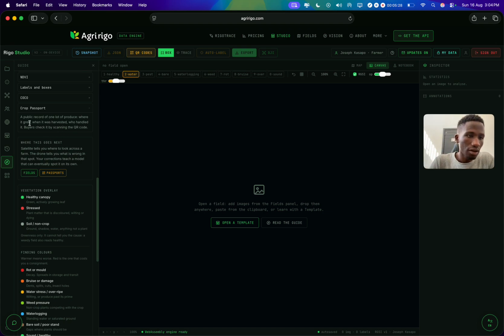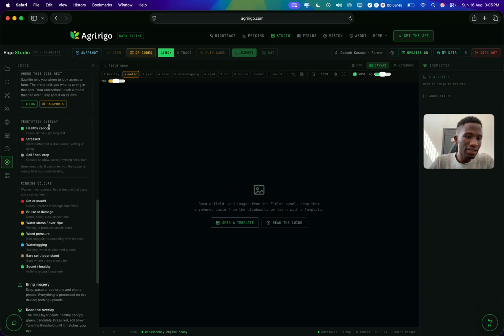We have the crop passport. This is a term you also encounter within Agririgo, or to be specific, Rigo Studio. It is a public record of one of your produce, where it grew, when it was harvested, who handled it. Buyers check it by scanning.